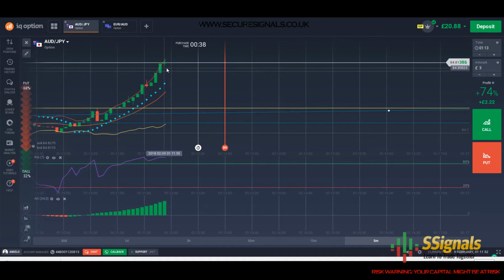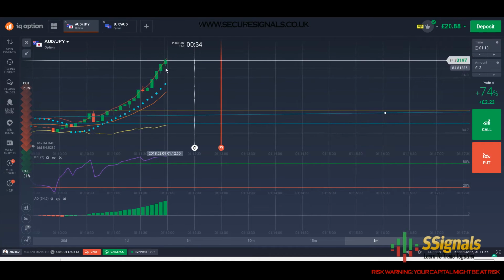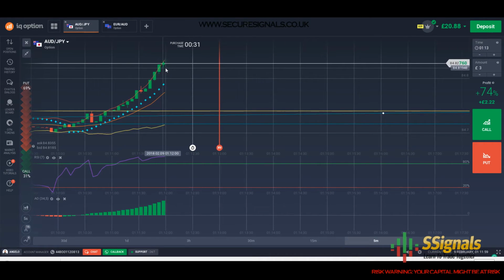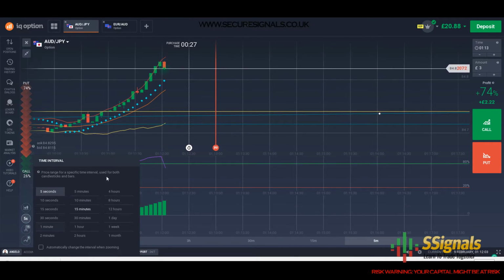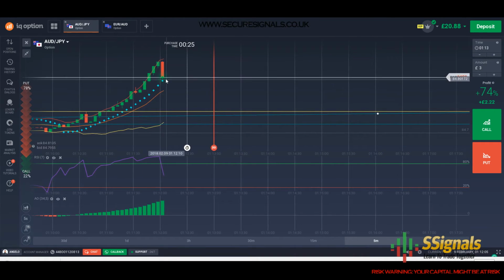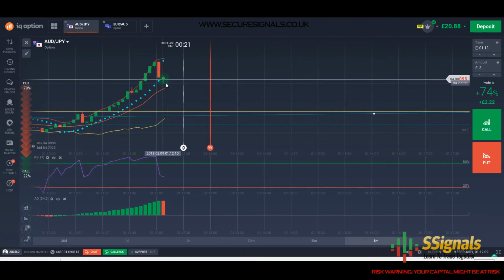Okay, price looks like it's broken it. Can it sustain it though? And it looks like it has. Yeah, it's actually sustained that. So okay, here's the one red candle. Let's wait for the next one. Okay, so we've got the confirmation here.